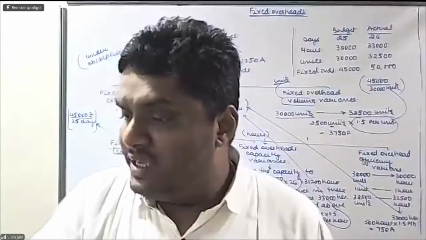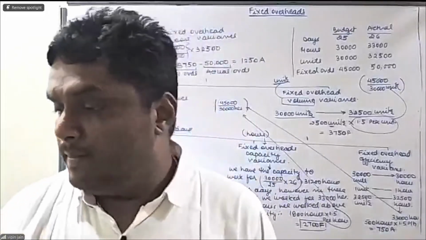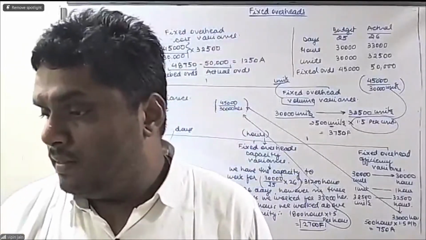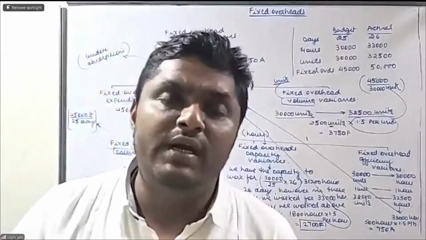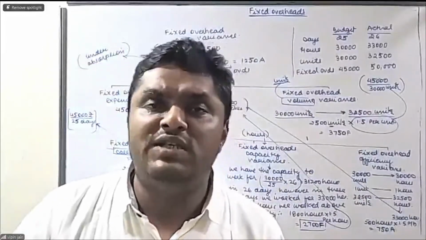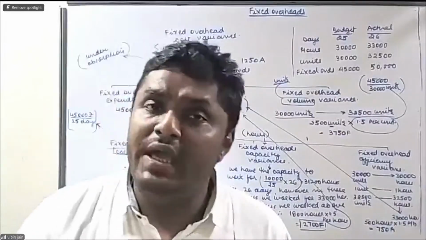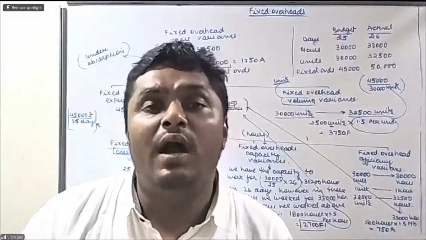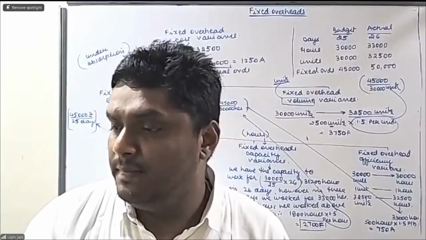No, Akrama. Yes, we are taking only the budgeted rates. As I said, fixed overhead remains constant at all levels of production, so we have calculated the expenditure variance accordingly. But when talking about cost variance, it talks about under or over absorption of overhead. That's why I have taken it proportionally.